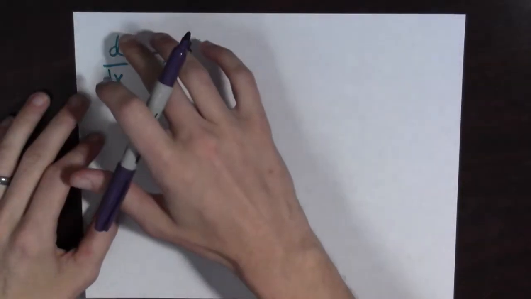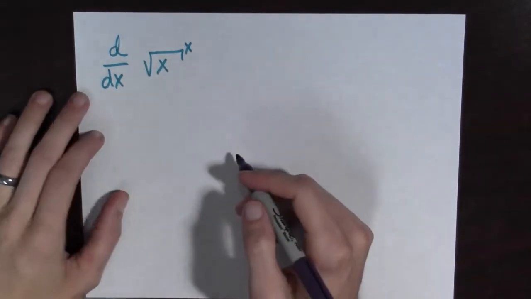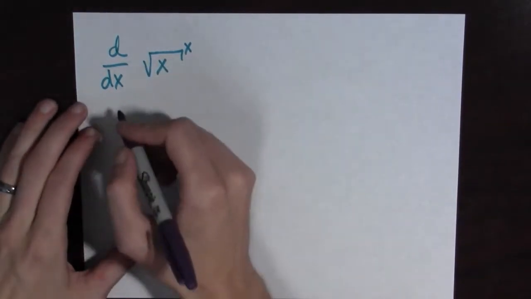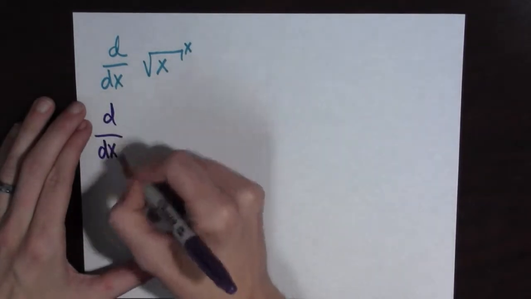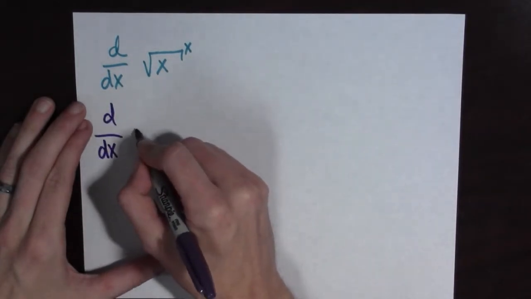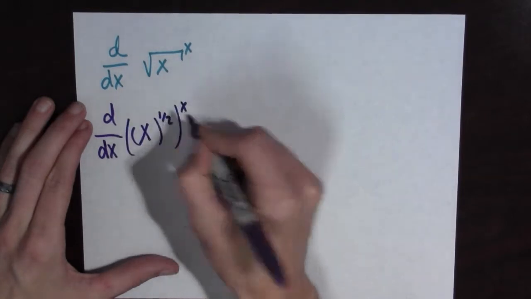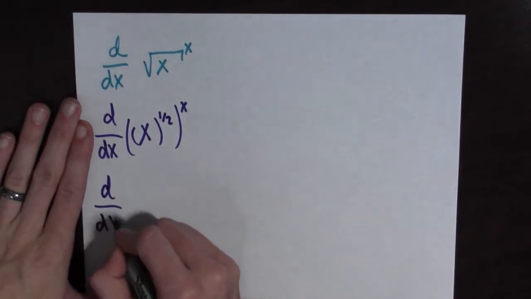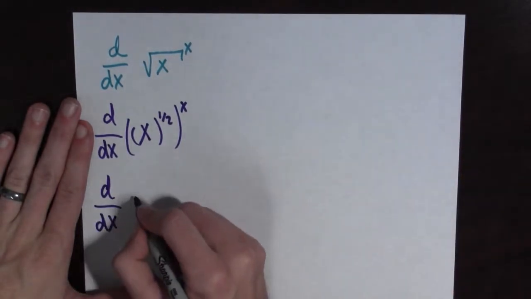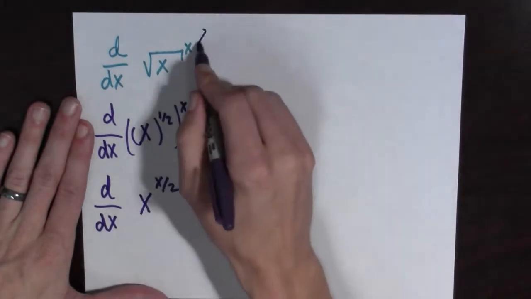So now I want to take the derivative with respect to x of the square root of x to the x power. The first thing I'm going to do is I'm going to rewrite this a little bit to be the derivative with respect to x of x to the 1/2 all to the x power. And I can rewrite this again as the derivative with respect to x of x to the x over 2.